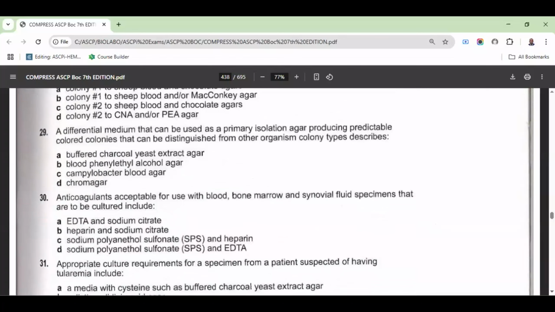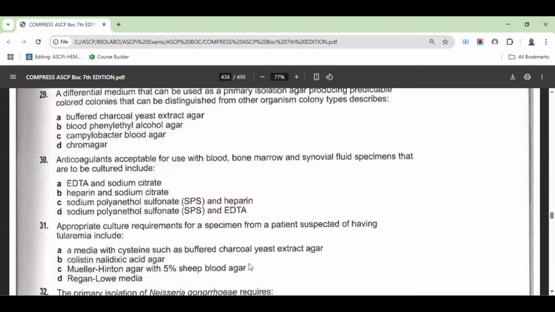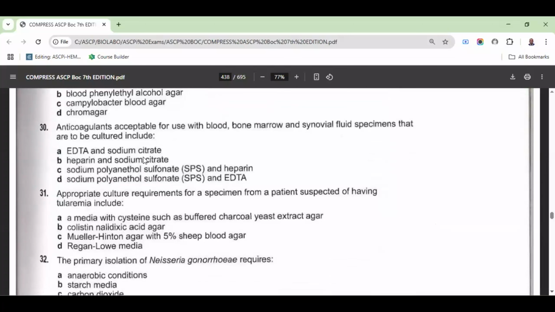Let's see this one. Okay, this one is also an easy question, like 30. Question number 30 is asking which anticoagulants are acceptable for use with blood, bone marrow, and synovial fluid specimens that are to be cultured. You remember which one here? First of all, which one here can we use? Because we still have like 3 questions there to answer before we start another section tomorrow.